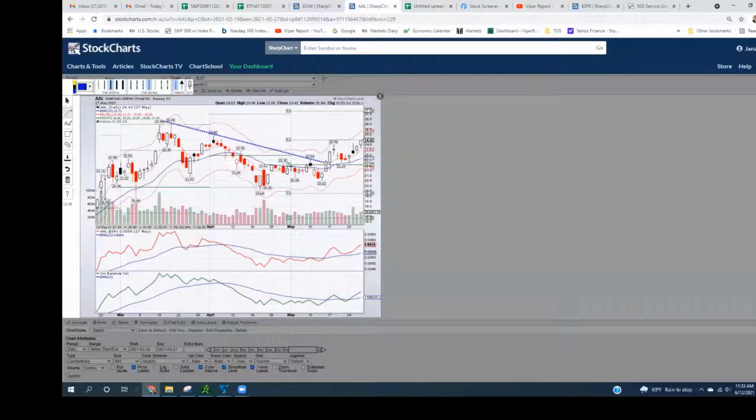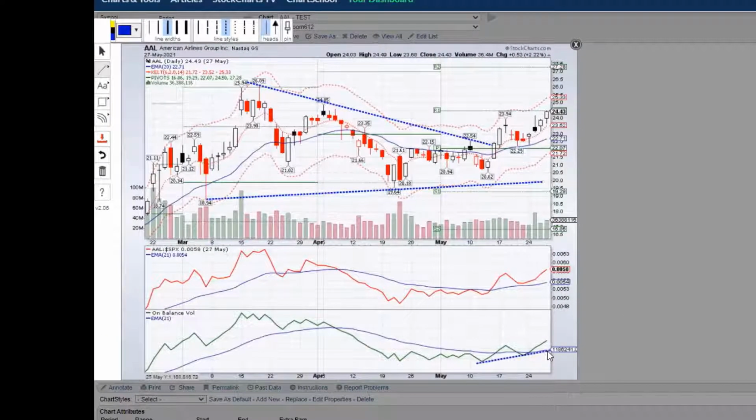So you had a pretty nice flag formation here that was completed. That was the 17th, this big bar up here. So I was trying to buy a pullback. I think we got it around 22.40 or something. So it started acting pretty well. You can see that the OBV shows a positive trend. It's also broken its downtrend, and relative performance also looks positive.